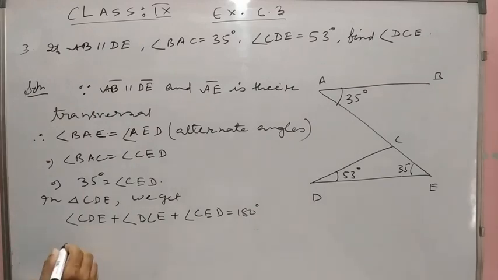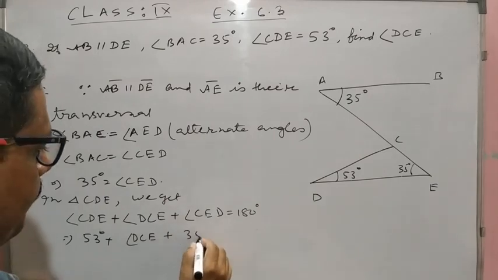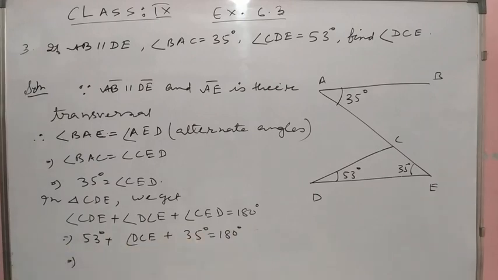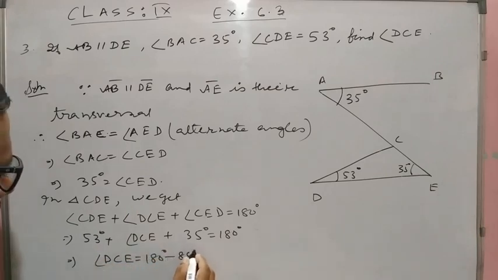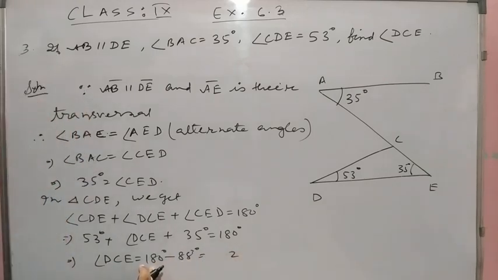Now this angle is given as 53 degrees, this measure is not given, and this angle is given as 35 degrees. So together they make 180 degrees. These two together will be 88 degrees. Let us transfer 88 to this side. So angle DCE equals 180 degrees minus 88 degrees. On subtraction we get 92 degrees. This one is 92 degrees.